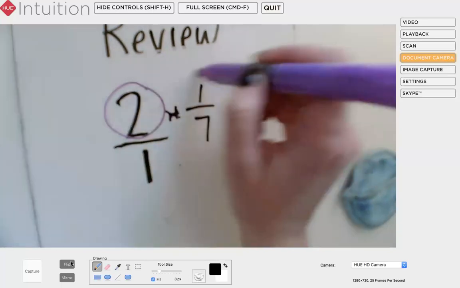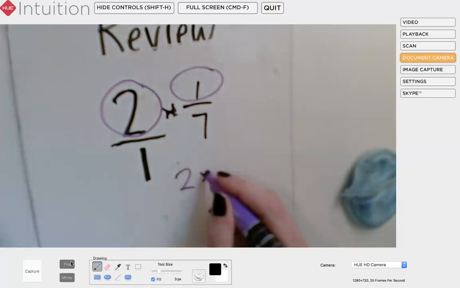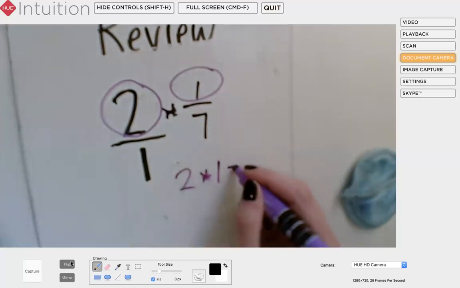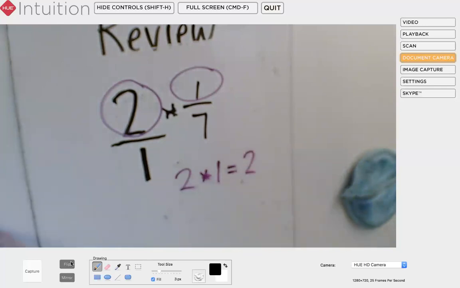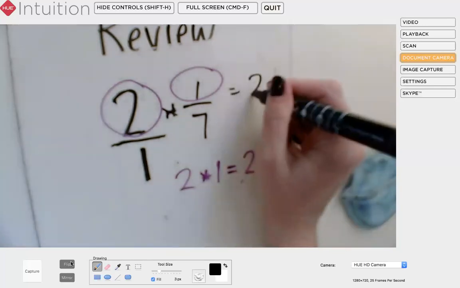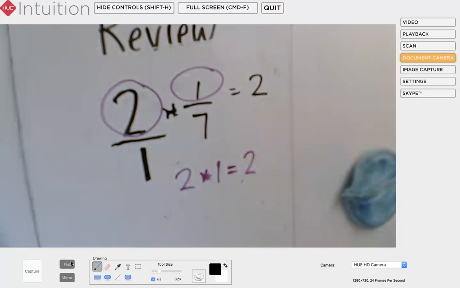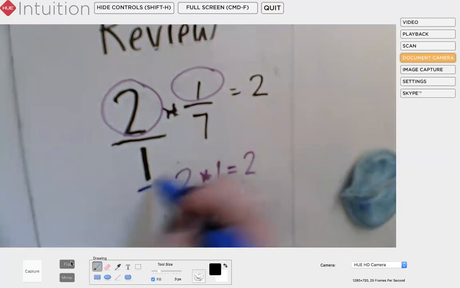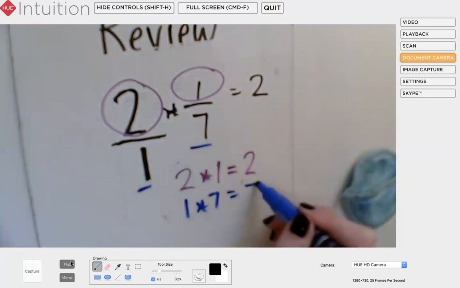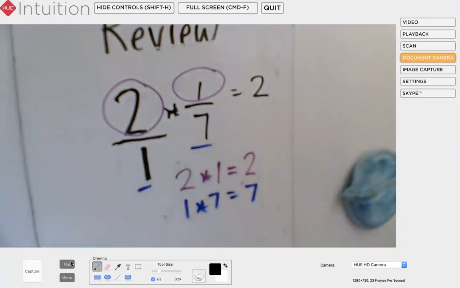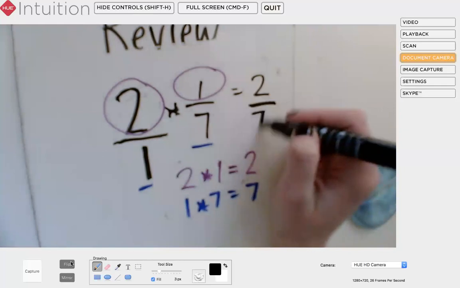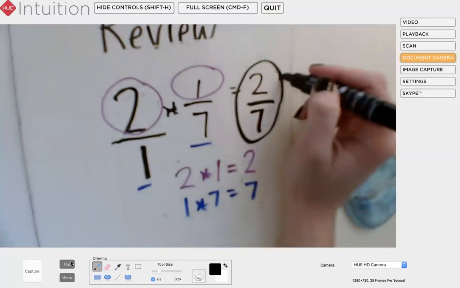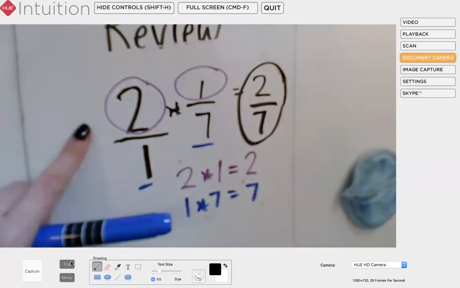I multiply the numerators. 2 times 1 would give me 2. Then I would multiply my denominators. Here I have 1 times 7. 1 times 7 equals 7. So over here, I would put 1 times 7 is 7. So this answer would be 2/7. So not much has changed.